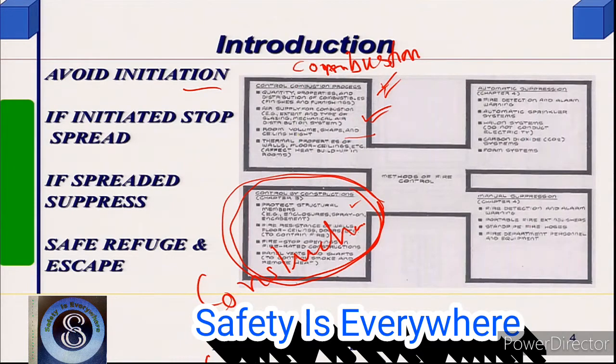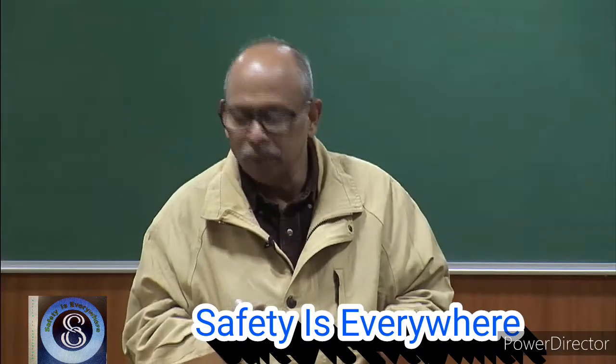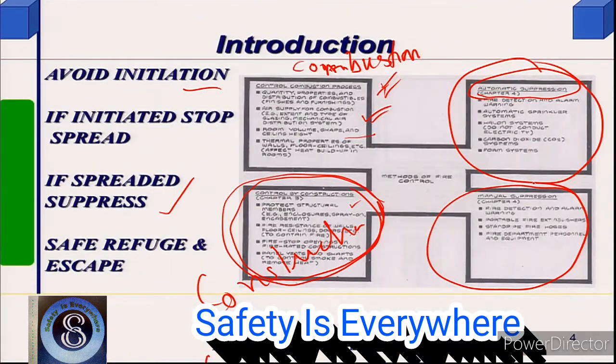And then when it comes to suppression, automatic suppression. You can see it is written here. You can have a sprinkler system, alarm system, etc., which we will discuss. And then manual suppression could also be there. You will see that manual firefighting systems are there, and we will talk about them. So, that is basically the kind of strategy we generally adopt.